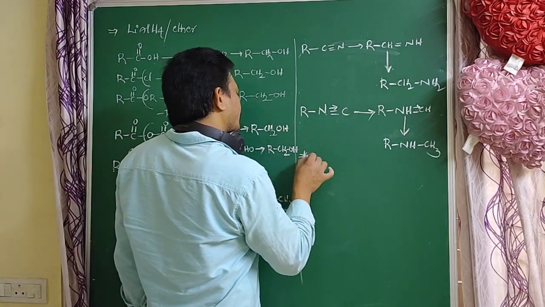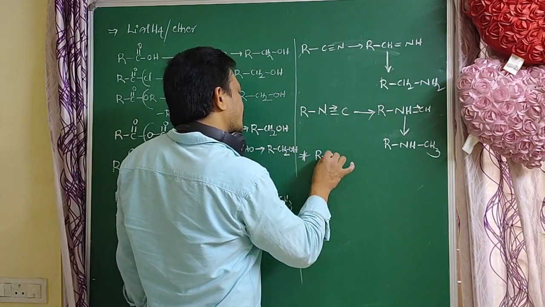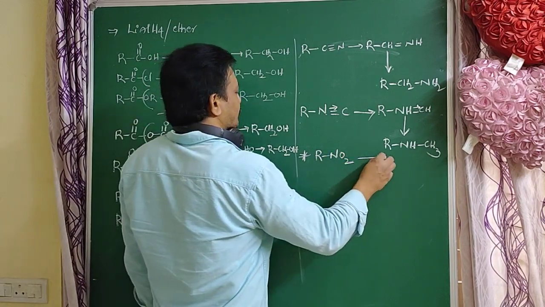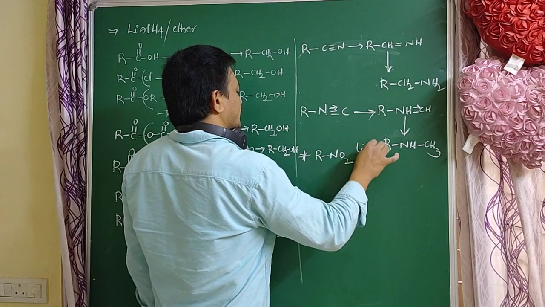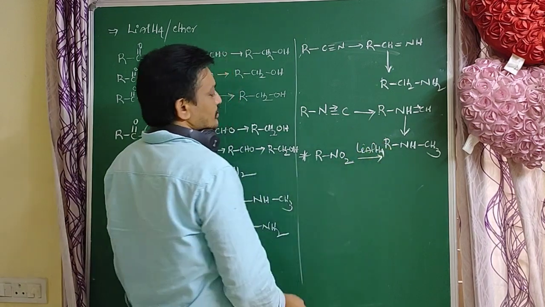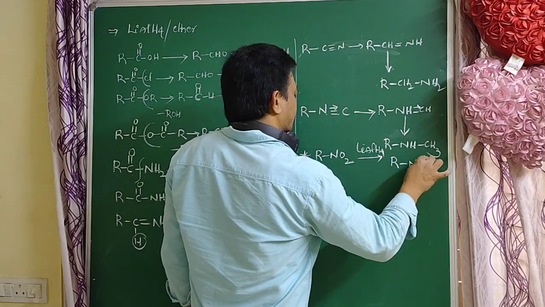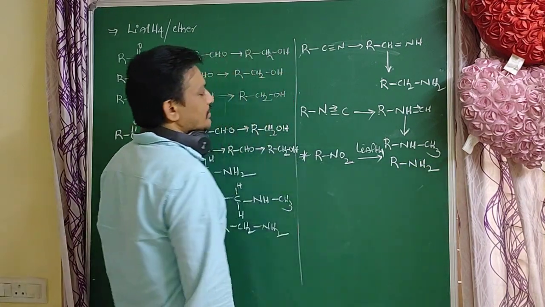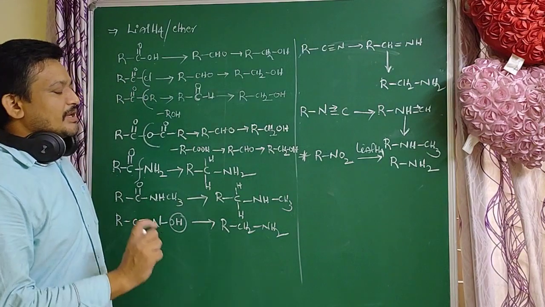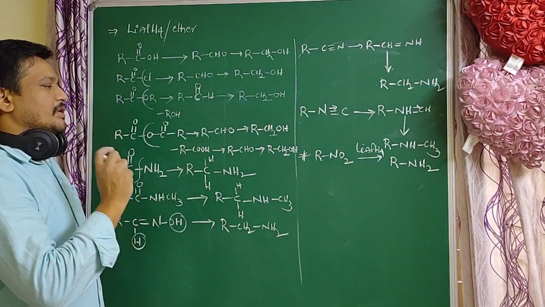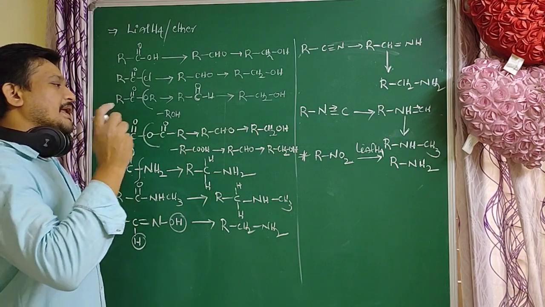So next, a very important application: nitro compounds. Aliphatic nitro compounds in the presence of lithium aluminum hydride are converted to amines, aliphatic primary amines. The NO2 group is converted to the NH2 group.